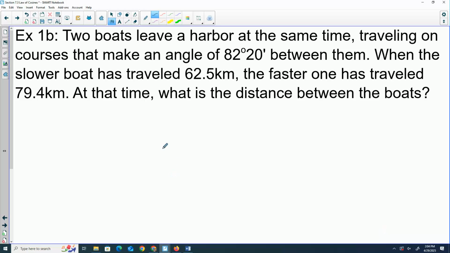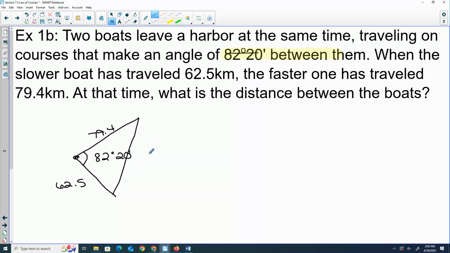I said 2 boats leave a harbor at the same time, traveling on a course that makes an angle of 82 degrees 20 minutes between them. So I didn't tell you directions, I just said they left from the same place, going different directions. The angle between them is 82 degrees 20 minutes. When the slower boat has traveled 62.5 kilometers, so I don't know which one's the slower boat, but just label one of your sides. The other one has gone 79.4 kilometers.